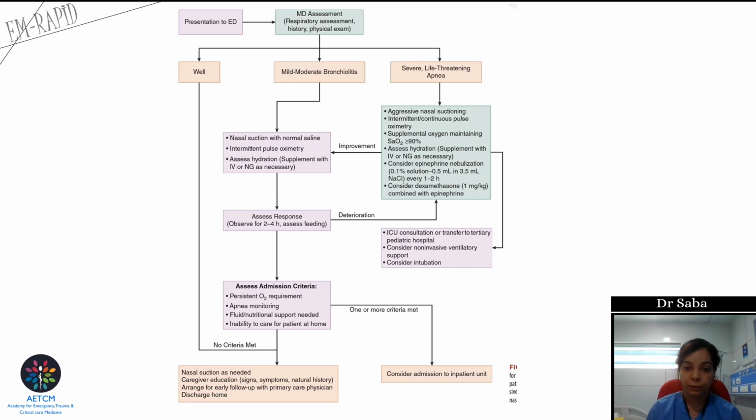But this option should always be kept in mind. So this is the overall treatment. Depending upon the assessment, we'll divide the patient's condition to be absolutely okay, mild to moderate bronchiolitis, or life-threatening apnea. So suctioning and steroids are the mainstay of treatment. If it is life-threatening, then perhaps nebulization of epinephrine will be tried.